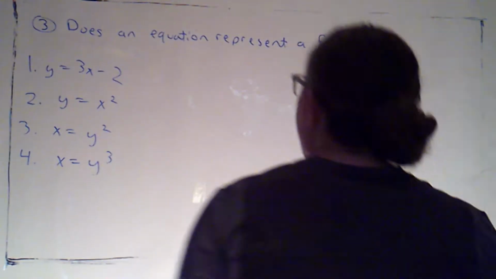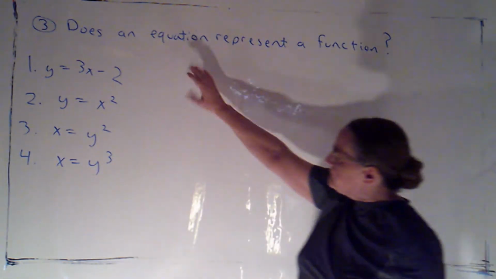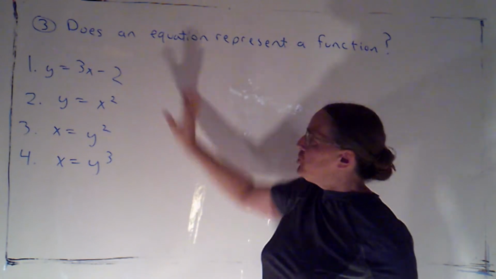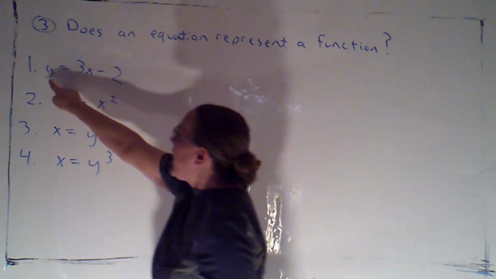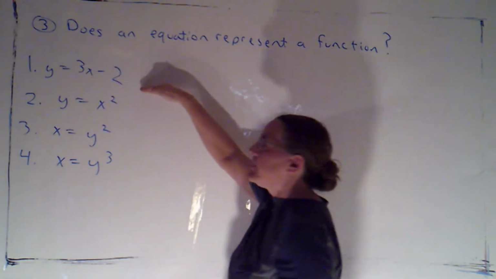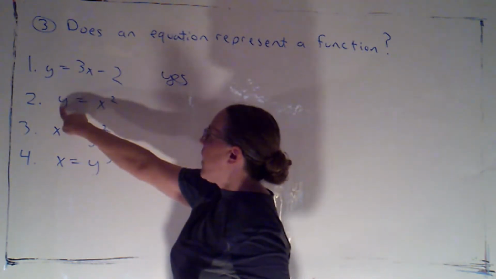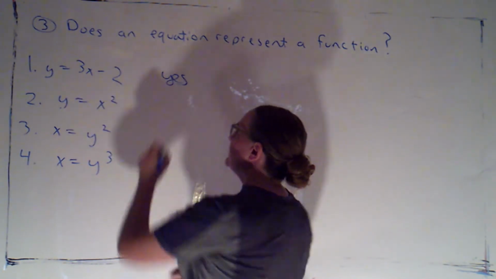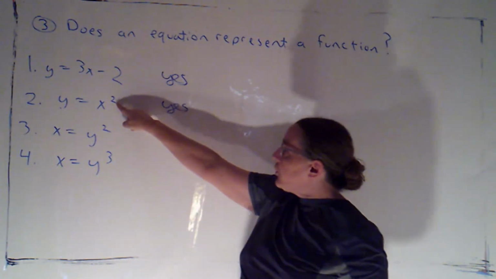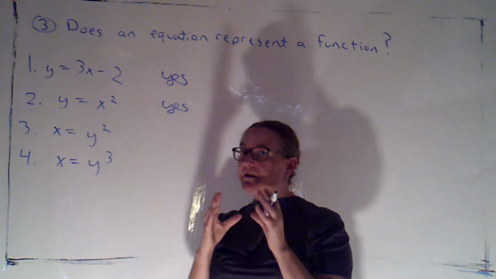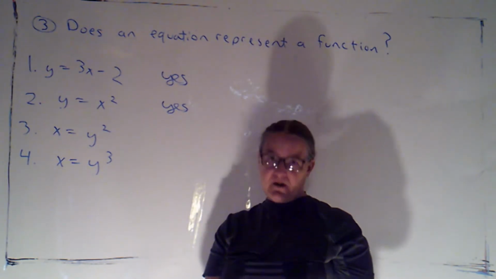Okay, hopefully that went fairly quickly, because at least these first 3 should be pretty quick. These first 2, we've got y by itself equals some formula involving x. Yes, that's a function. Y by itself equals some formula involving x. Yes, that's a function. Notice it's perfectly fine to have even powers of x. It's even powers of y that cause a problem.